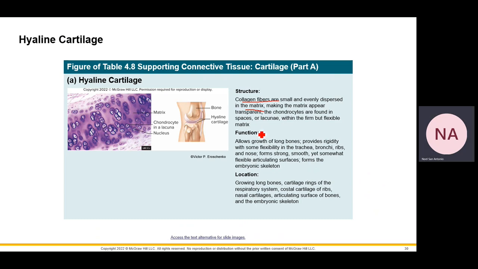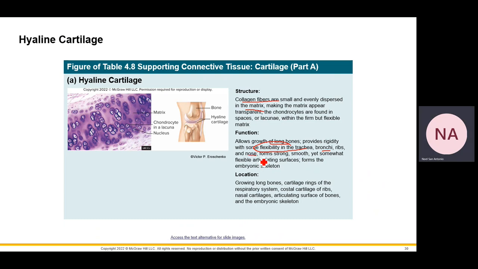And what is the function of hyaline cartilage? Okay? Hyaline cartilage, especially on long bones, is being turned over to bone tissue. So therefore, it allows the growth of our long bones. While in the trachea, it provides rigidity with some flexibility, just like in our bronchi, in our ribs, and in our nose.